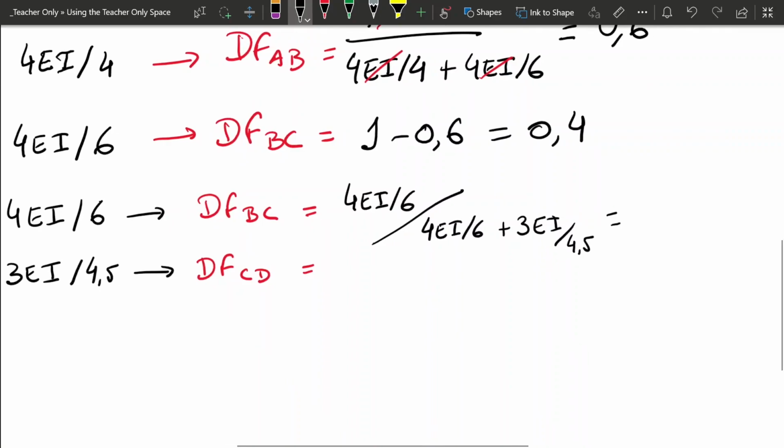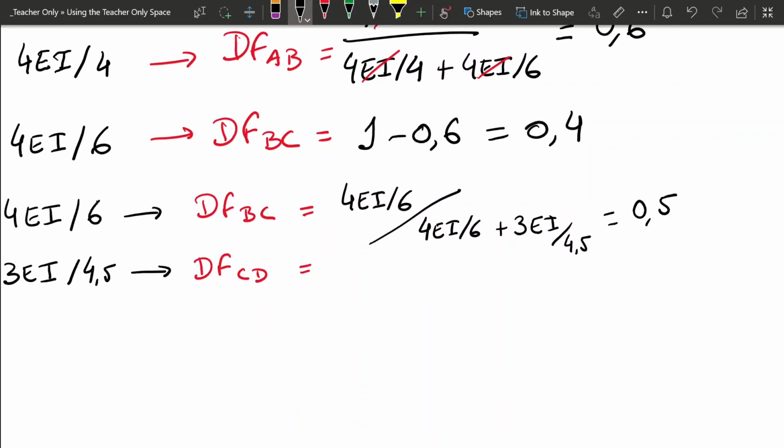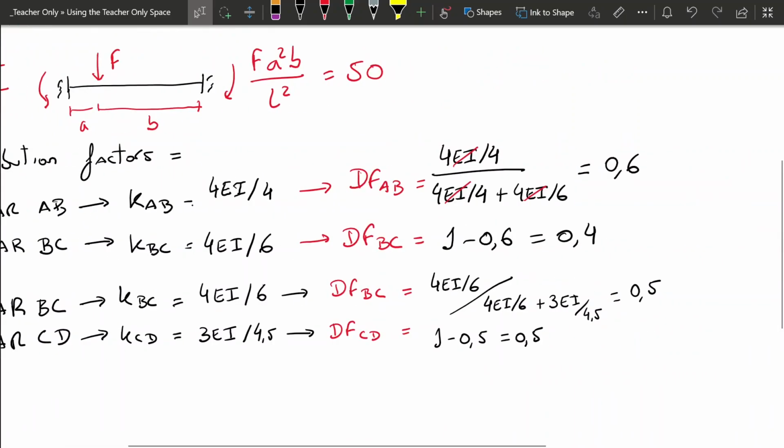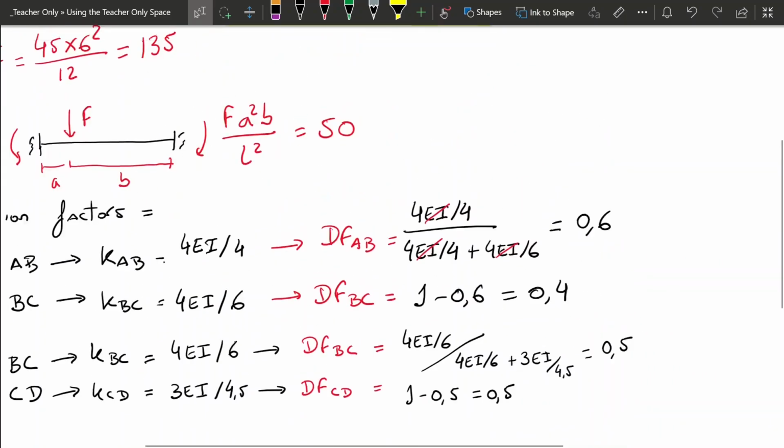And in this case, we get that this is 0.5. So we know that this one also has to be 0.5. So in this case, it's 50% of the moment for each bar. This concludes the distribution factors: 0.6, 0.4, and then 0.5 in both.